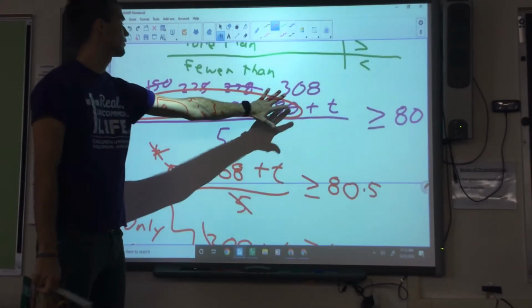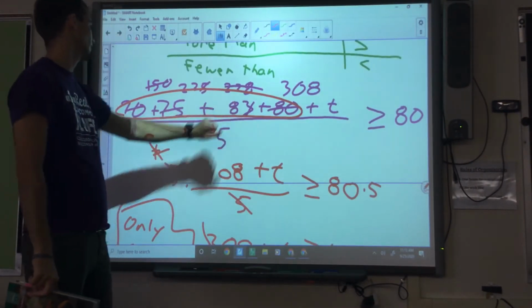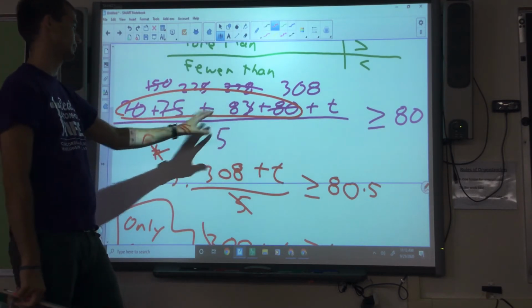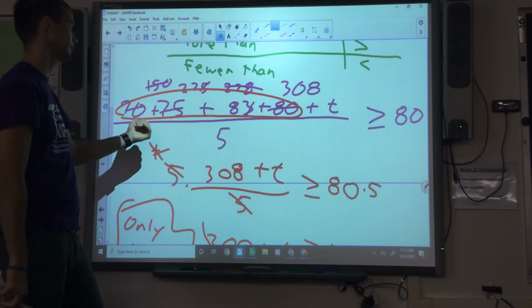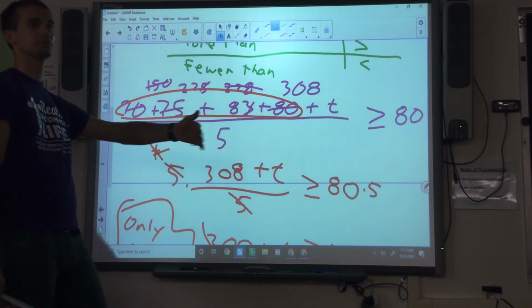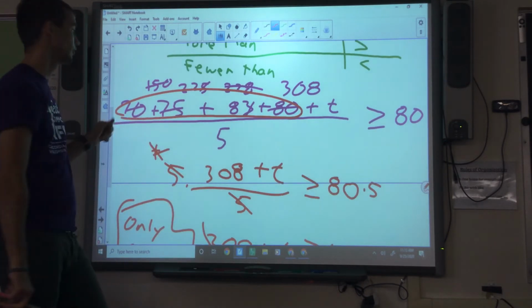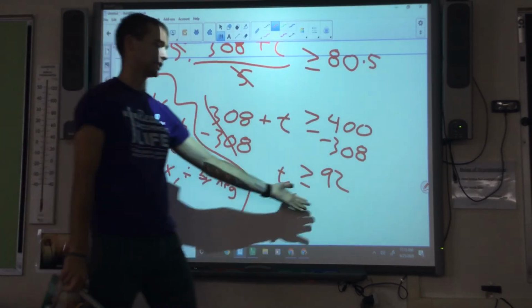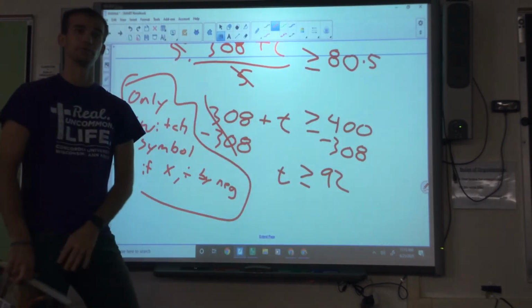Because look at it. That's at your average, that's at your average. This is below your average. So these two kind of balance each other out, but this is still carrying down a little bit below 80. And this is 70. It's throwing your average way down. So that last number is going to have to be way bigger. It's going to have to be all the way up at 92 to pull you back to where you want to be.